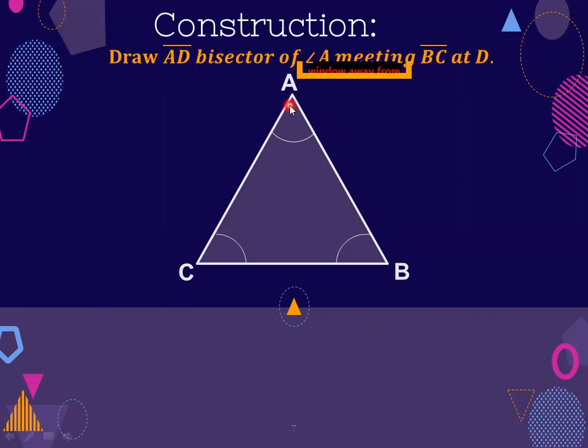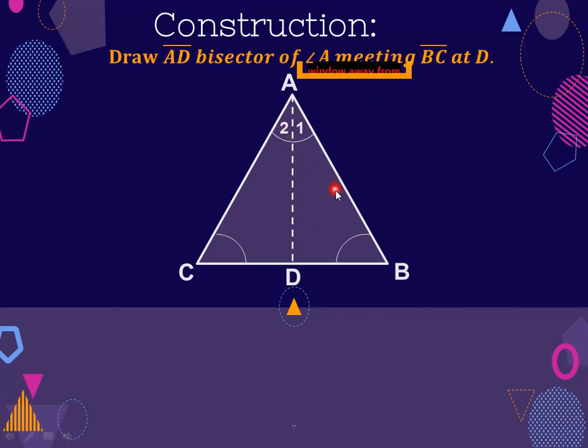You will construct a bisector from point A in such a way that it will meet the line BC. This is the line BC, and they will meet at point D. After that, you will see that angle A is divided into two angles, angle 1 and angle 2. Since you are drawing a bisector, angle 1 will be equal to angle 2.